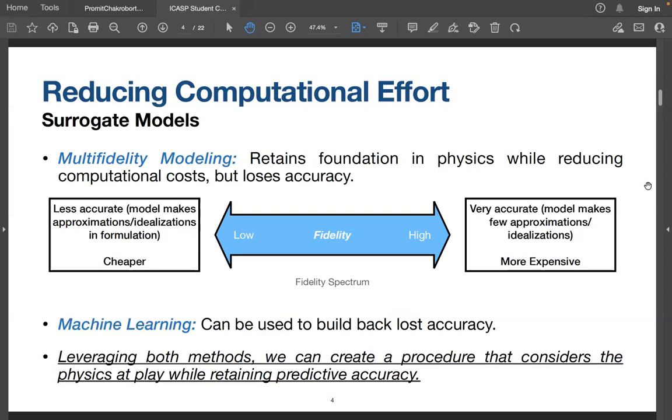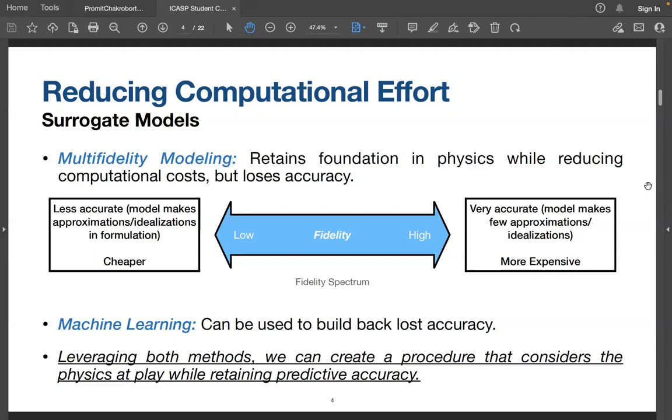In multi-fidelity modeling, we use instead what are called low-fidelity models that are comparatively cheaper than the high-fidelity models because they incorporate some approximations or idealizations or reduction in dimensionality, etc., which makes them cheaper but also less accurate. However, these low-fidelity models at least have some sort of foundation in physics. On the other hand, we can use machine learning where we use data-driven approaches to learn the shape of the response function and thus predict the response at new points that we have not observed yet. Machine learned surrogates are extremely fast and extremely accurate, but they often lose the foundation in physics.